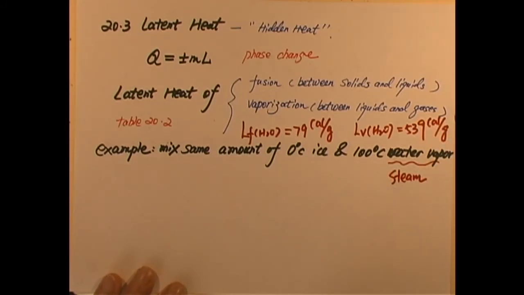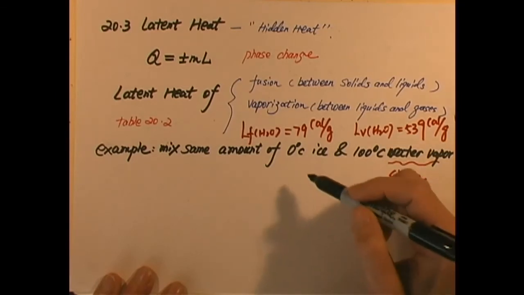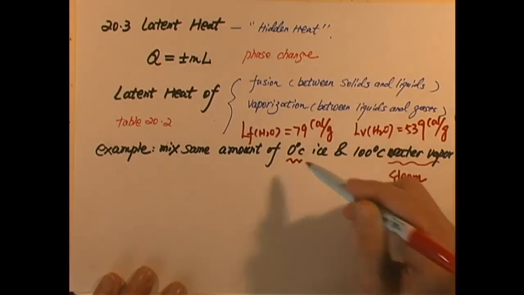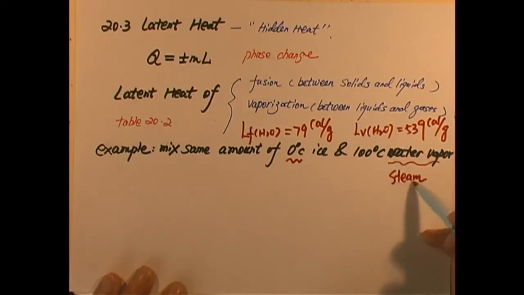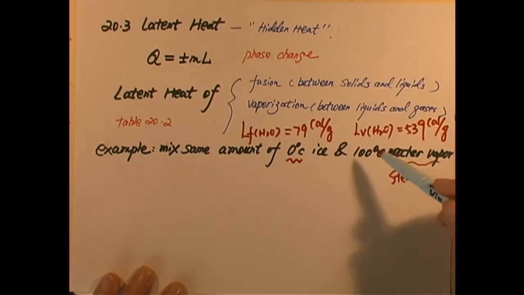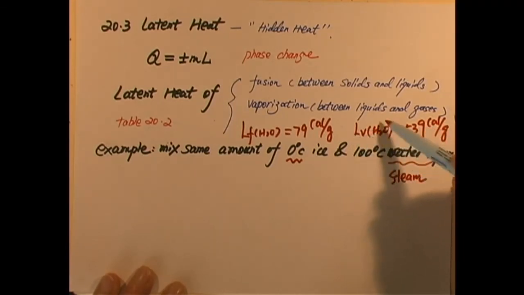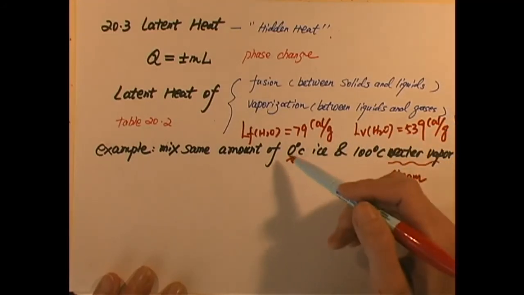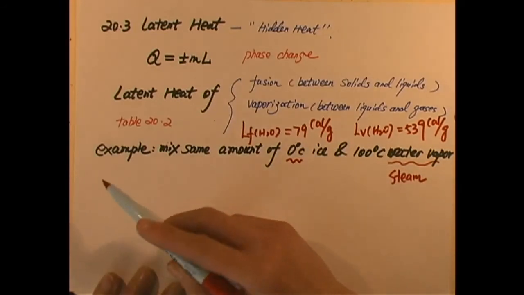Now, we have to be very careful. First of all, ice is already at 0 degrees, so it's ready to be melted. And steam is at 100 degrees, so it's ready to condense. Therefore, because this latent heat of vaporization is 539, it is far bigger than this latent heat of fusion. So let's assume this. Let's choose 0 degrees as reference.